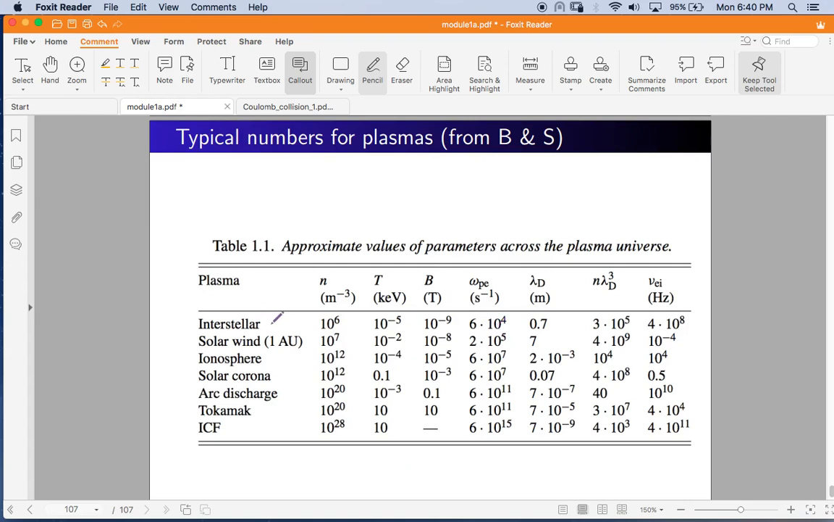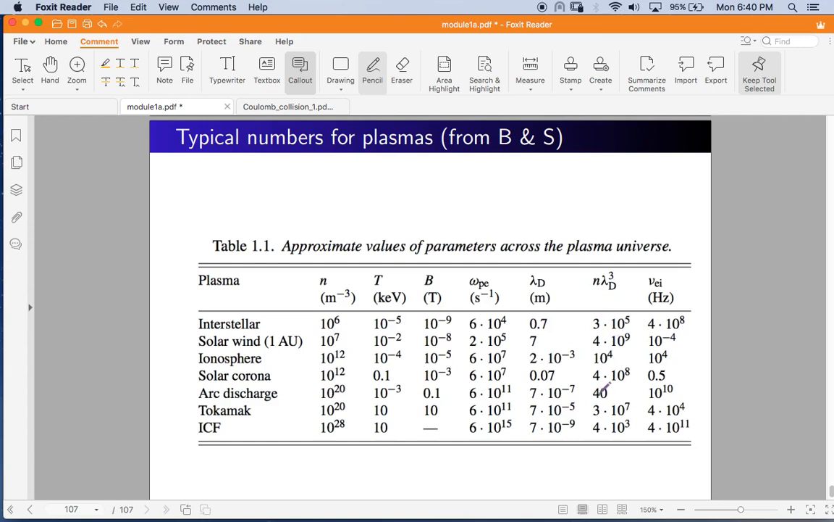In the interstellar medium, for instance, these are the kinds of number densities, these are the kinds of temperatures, these are the typical magnetic fields, and these are the typical plasma frequencies, Debye lengths, and number of particles per Debye length. So you see here the number of particles in a Debye sphere is decent. You could call this a good plasma.